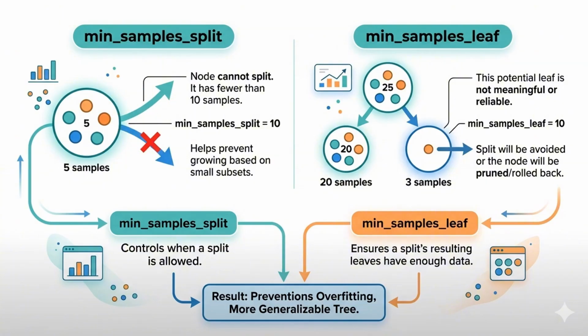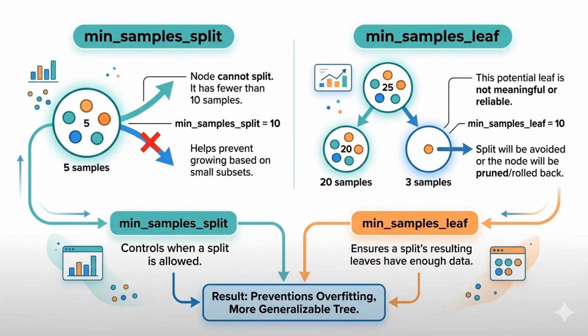So this parameter prevents the tree from growing based on very small subsets of data. Now let's look at min samples leaf. This parameter works a little differently. It does not just control whether we can split or not. Instead, it checks whether the resulting leaves after the split contain enough samples.